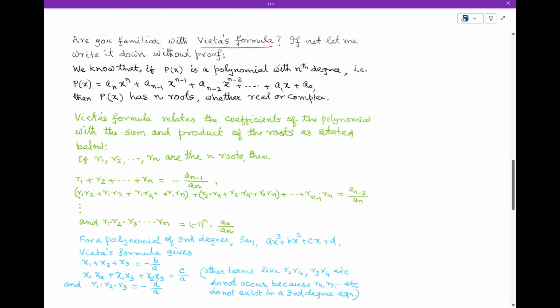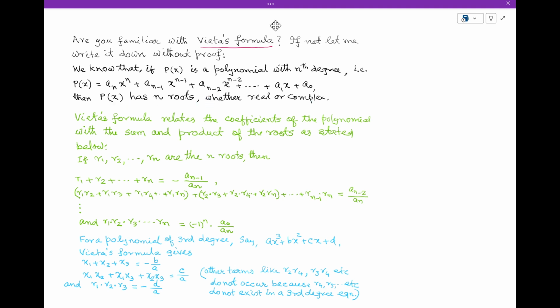Are you familiar with Vieta's formula? If not, let me write it down without proof. We know that if P(x) is a polynomial of nth degree, that is P(x) is equal to a_n multiplied by x to the power of n plus a_(n-1) x to the power of n minus 1 plus a_(n-2) x to the power of n minus 2, and it will continue, finally a_1 x plus a_0, then P(x) has n roots, whether real or complex.